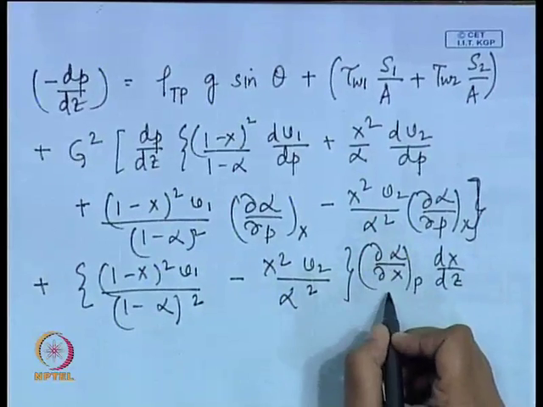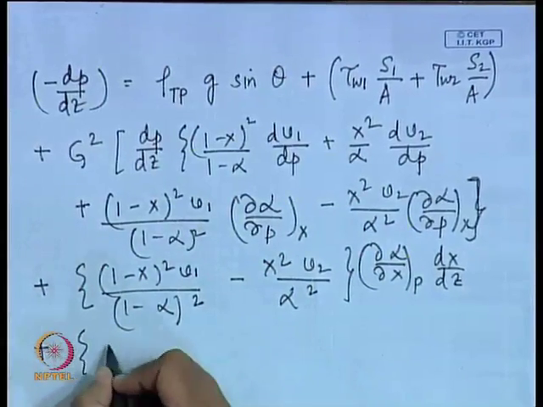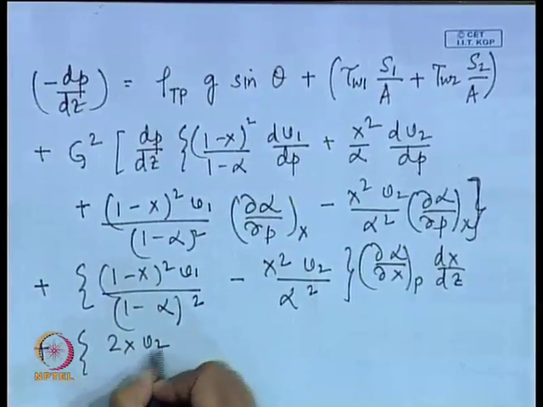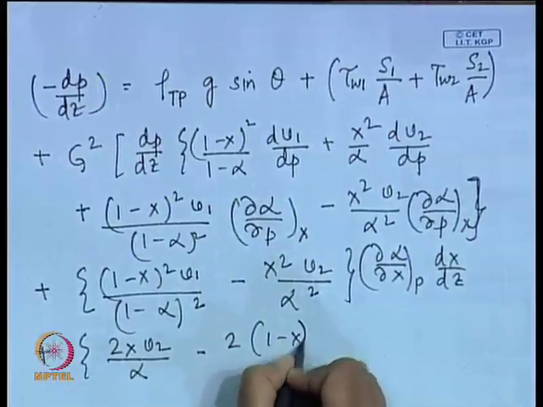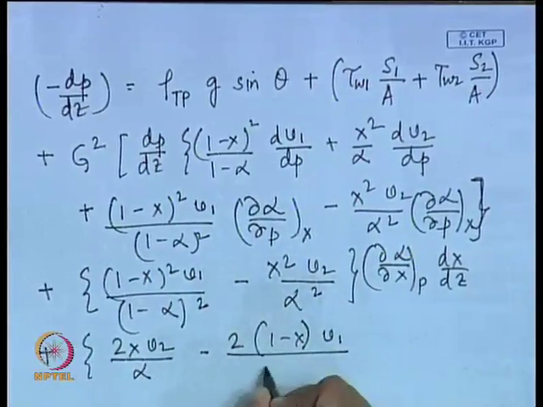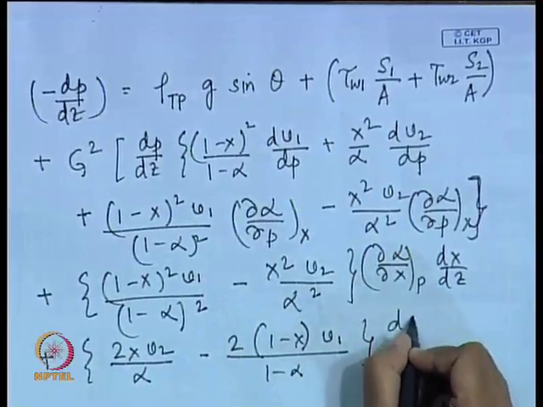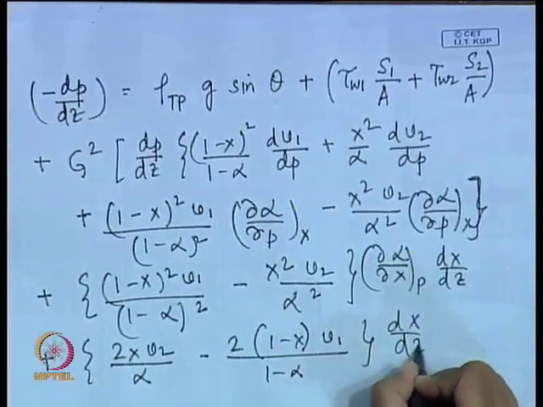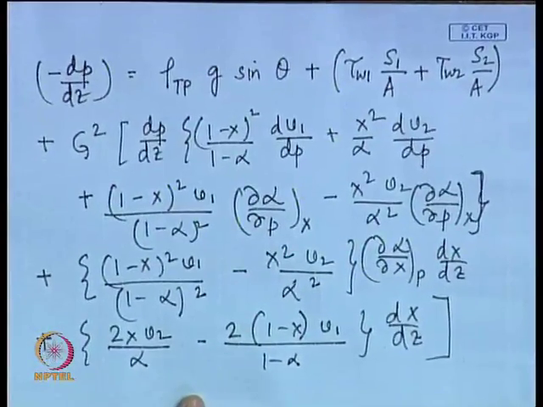and the term containing del alpha del x at constant p, plus we have 2 x v 2 by alpha minus 2. Please practice these derivations a number of times, or else it will simply be difficult for you, that is the only point. Okay. So, this is the entire total pressure gradient equation that we have got.